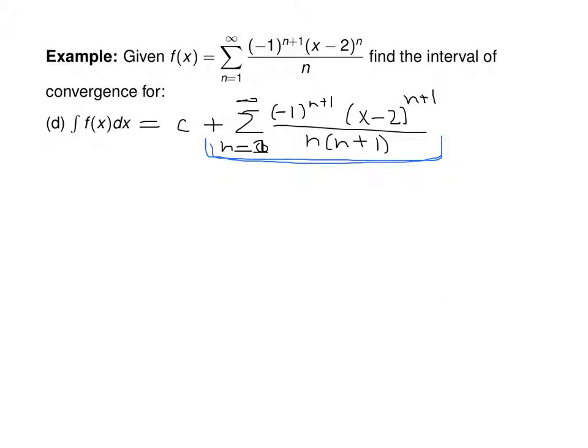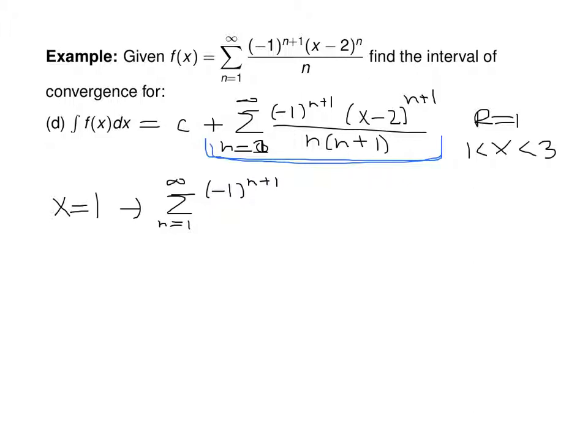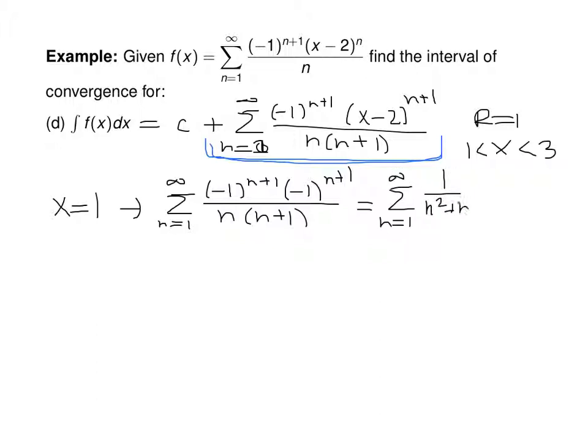so n equals 1. Now when we test, same thing, we still have r equals 1, we still have the preliminary interval of x is in between 1 and 3. So let's test x equals 1. That gives us the sum from n equals 1 to infinity, (-1)^(n+1), multiplied by (-1)^(n+1), over n times n plus 1. So that will be the sum from n equals 1 to infinity, 1 over n squared plus n, which we know will converge, probably by a limit comparison test or a direct comparison test.